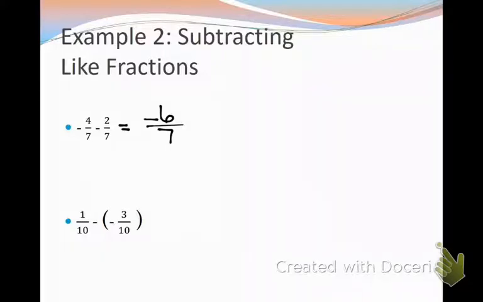What do you see on the second one? You see a double negative, okay? So cancel that into a positive, and you get 4/10, which reduces to 2/5.